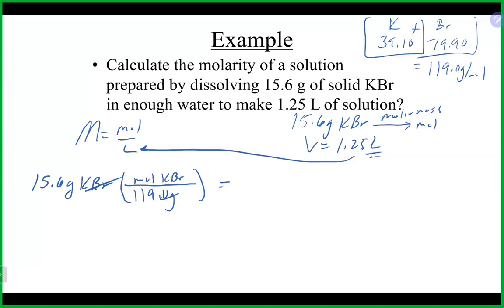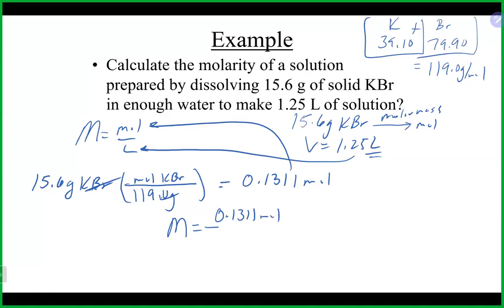And that's going to get us here, looks like, I'll call it 0.1311 moles. That is the top part here that we need. So now that we got both of them, the molarity should be 0.1311 moles divided by 1.25 liters. And that's going to get us 0.105. Now, in terms of the units, they don't cancel, so you can leave it one of two ways.